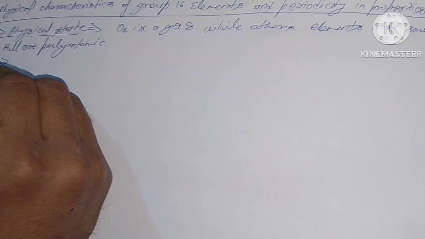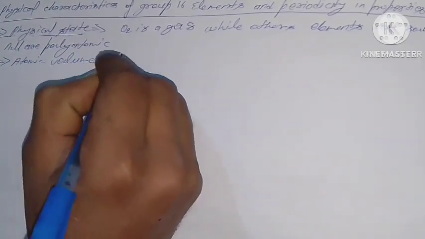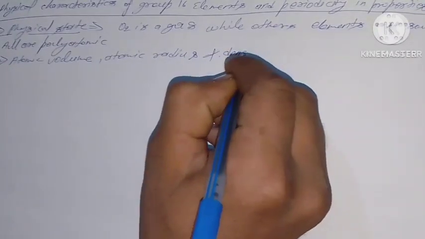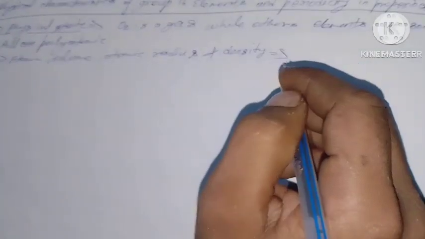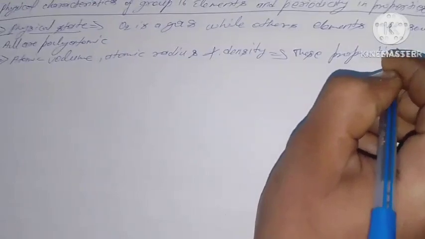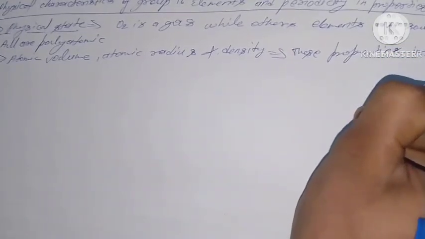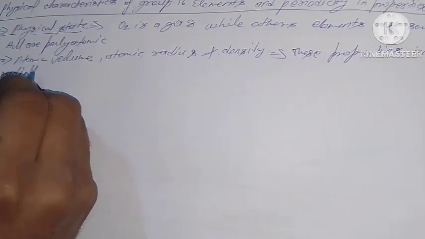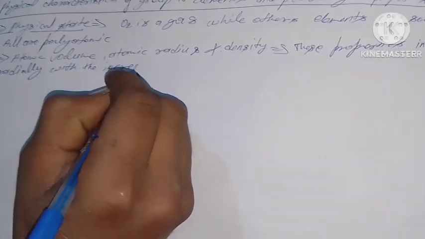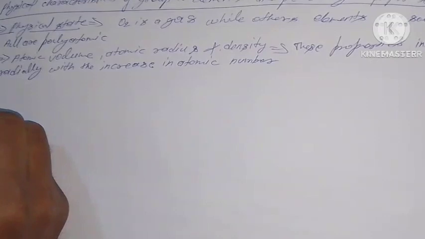Second point, atomic volume, atomic radius and density. This property increases gradually with the increase in atomic number.